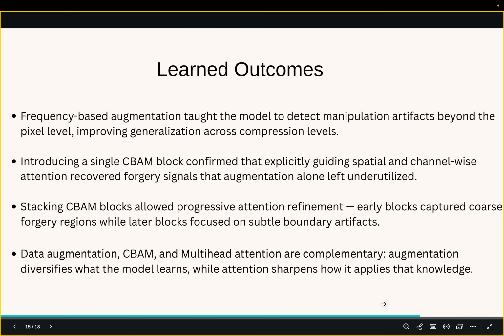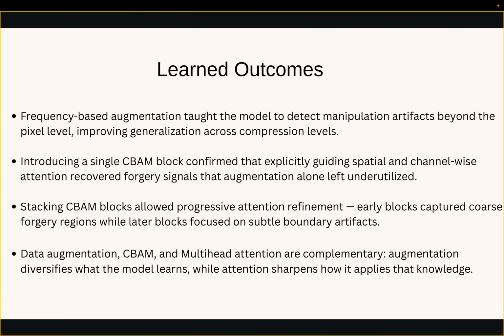Moving on to the lessons learned, the first thing that we learned is that frequency-based augmentation taught the model to detect manipulation artifacts beyond the pixel level, and this improves generalization across compression levels, which was a major issue in previous models. Then, we introduced a single level CBAM, and while it did not produce the best results, it confirmed that explicitly guiding spatial and channel-wise attention recovered the forgery signals that augmentation left underutilized.